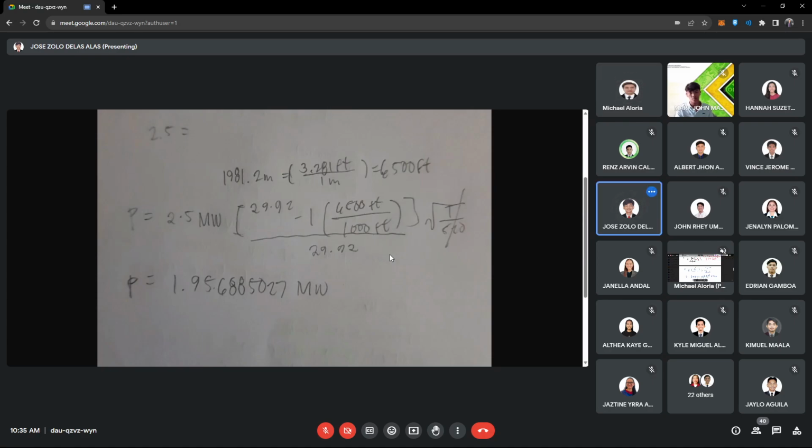Hindi mo muna isa-isahin. Computein mo muna yung B, bago substitute mo yung B, para maliwanag. Sige po, wait lang po. Tama ba ang sagot?